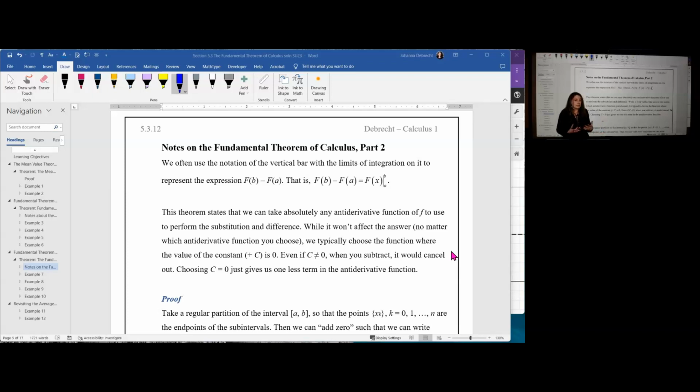In which case, it makes more sense to use the simplest antiderivative function we can, which is the one where the plus c is 0. Even if it's not, it will cancel out. But it is our habit to choose the antiderivative where c is 0.